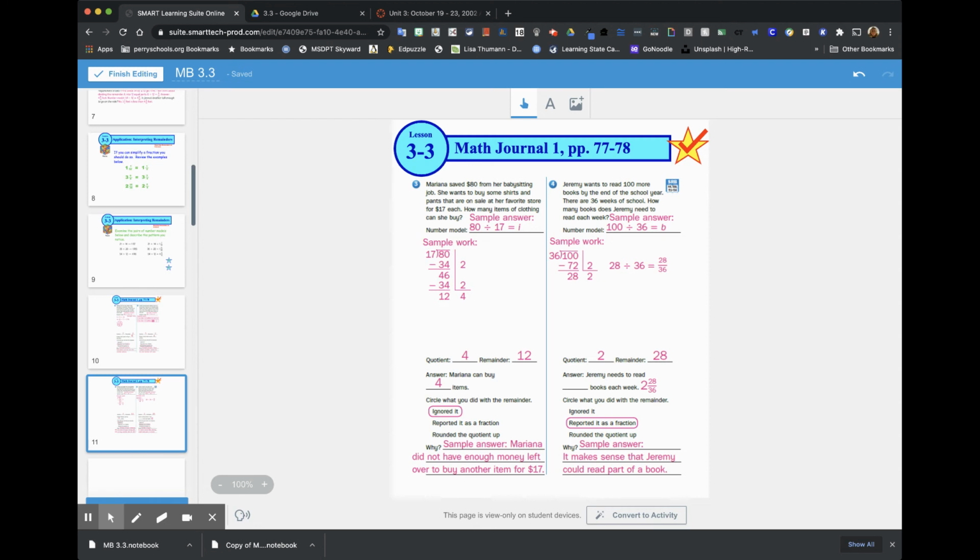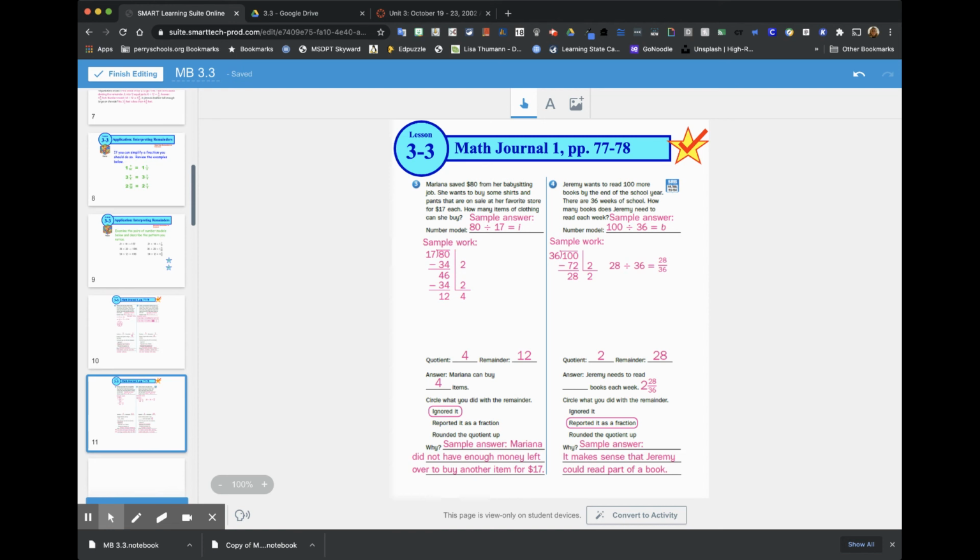But you'll see here on 3, we took the $80 from babysitting and divided it by $17 to see how many shirts and pants she can buy. This one, they decided to actually just show a division problem. 80 divided by 17 is 4 with a remainder of 12. And she can only buy 4 items. She has to ignore that remainder. And again, why? Because she doesn't have enough money left over to buy another pair. We can't say, oh, well, I'll just buy a pant leg, or, oh, I'll buy half of a shirt. She has to have enough money. So she would definitely ignore it. She'd save that $12 for the next time.